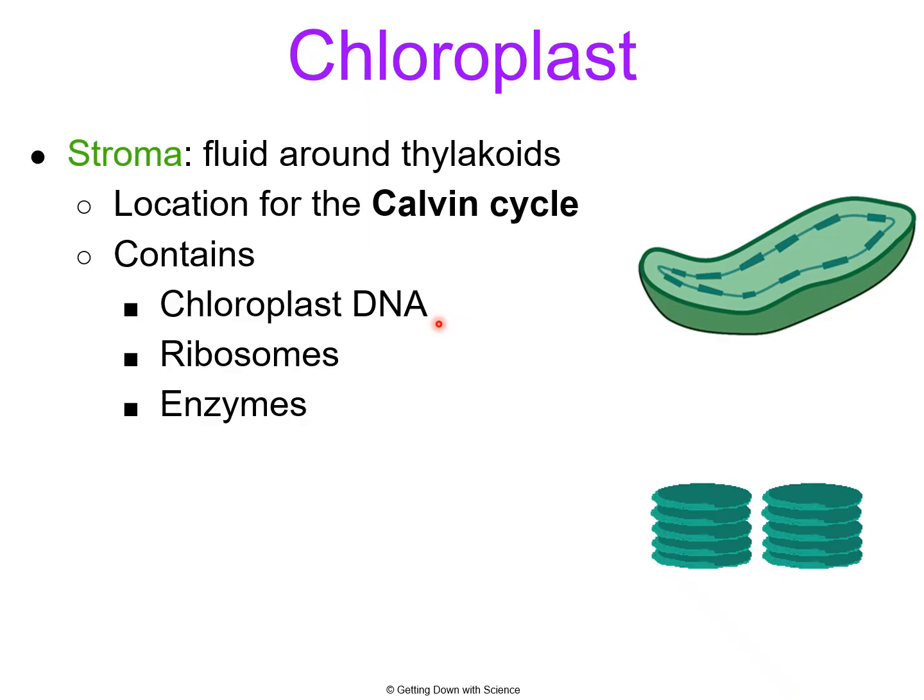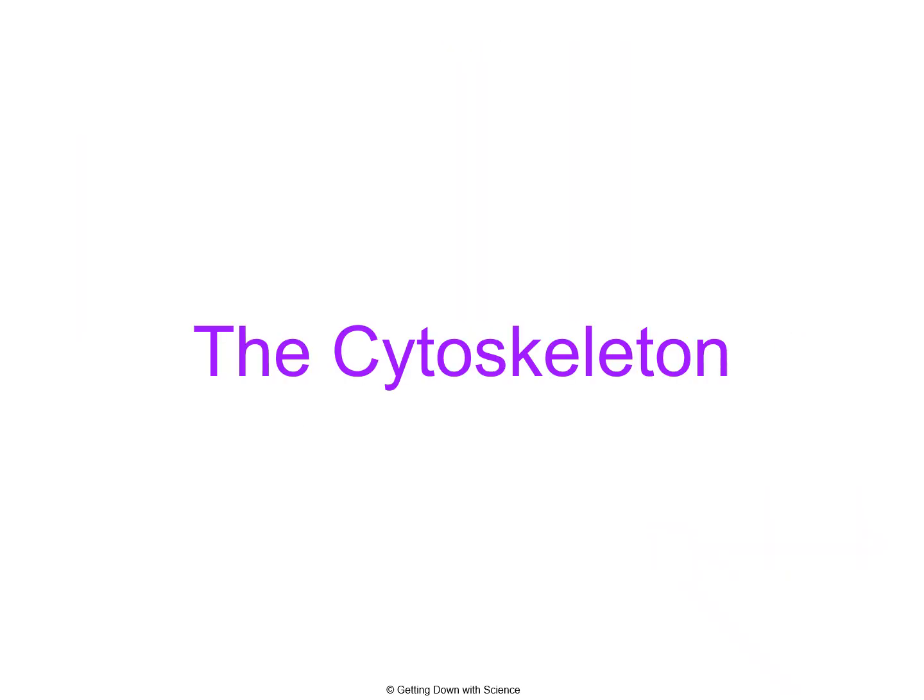There are various enzymes that do play a role in the Calvin cycle or just photosynthesis in general, and those enzymes are going to be found in the stroma as well. All right, so here are some other regions that are more structural regions for structural support. These are not energy organelles, so we're going into another category. These organelles do play a role in structural support.